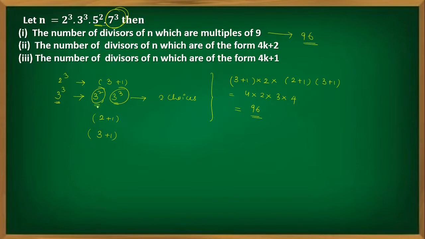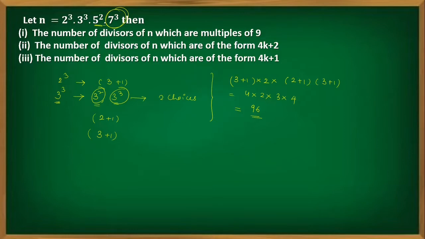Okay, I hope it is clear. Because we want multiples of 9, we want a minimum of two 3s, 3 square, in our combination. Maybe you can consider 3 square, or maybe 3 cube, right? So therefore we have two choices that we have to take. There is the only change in the problem considering the number of divisors.